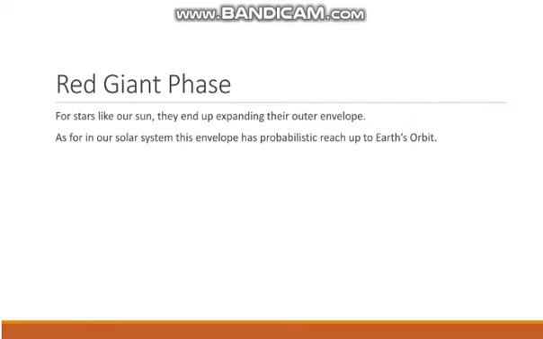Red giant phase. Stars like our sun end up expanding their outer envelope. In our solar system, this envelope is predicted to reach up to Earth's orbit.